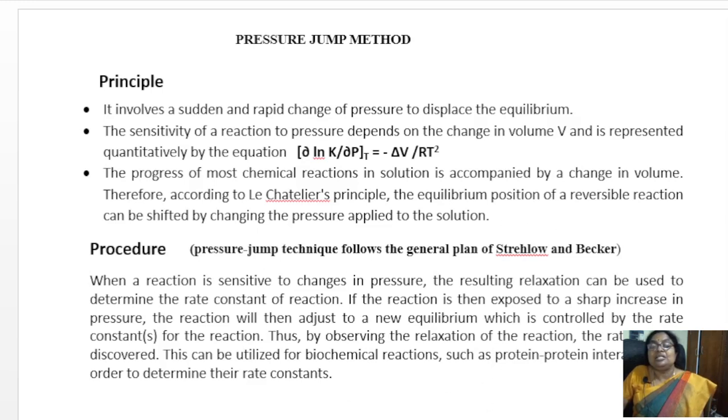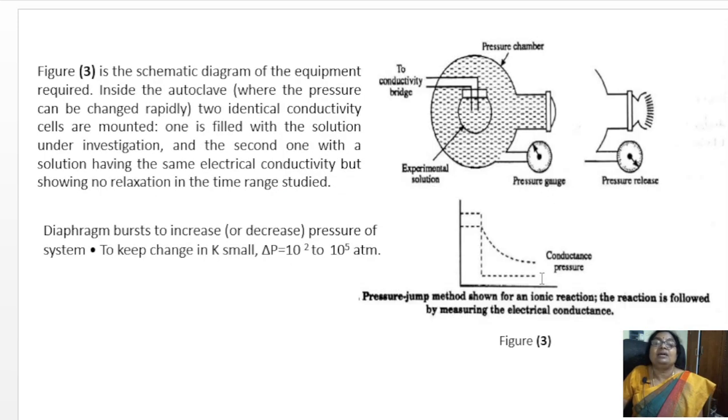When a reaction is sensitive to changes in pressure, the resulting relaxation can be used to determine the rate constant of the reaction. If the reaction is exposed to a sharp increase in pressure, it will adjust to a new equilibrium which is controlled by the rate constant. So by observing the relaxation of the reaction, the rate can be found. This can be used for biochemical reactions such as protein-protein interactions to determine their rate constants. This is a schematic diagram of the equipment required for the pressure jump method.